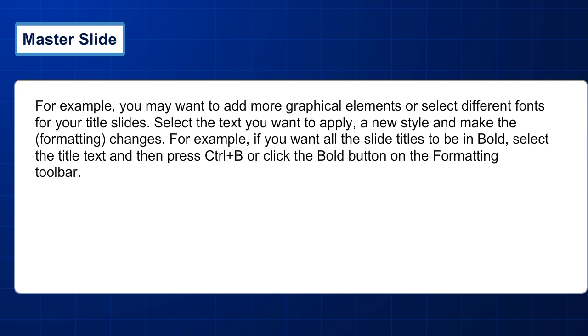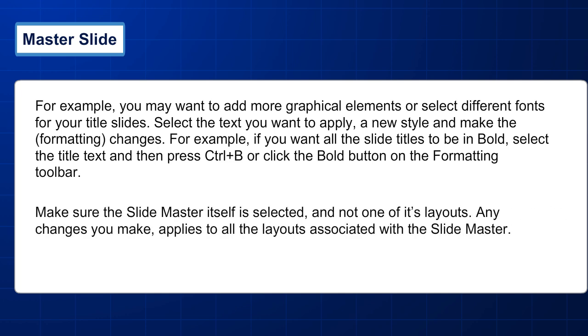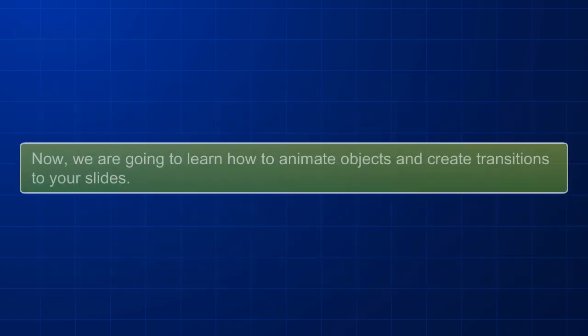For example, if you want all the slide titles to be in bold, select the title text and then press Ctrl+B or click the bold button on the formatting toolbar. Tip: make sure the Slide Master itself is selected and not one of its layouts. Any changes you make apply to all the layouts associated with the Slide Master.